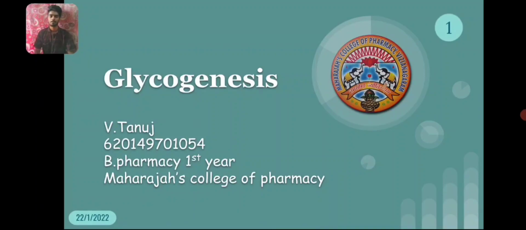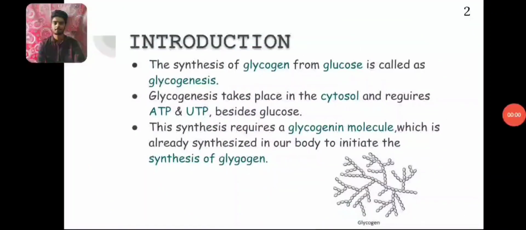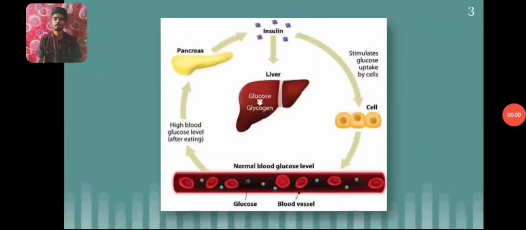I am here to give a brief explanation about a topic, glycogenesis. So let's get started. Here is the introduction about the topic glycogenesis. It is defined as the synthesis of glycogen from glucose. Glycogenesis takes place at the cytosol, where adenosine triphosphate and uridine triphosphate are used besides glucose. Here the synthesis requires a glycogen molecule which is already synthesized in our body to initiate the synthesis of glycogen.